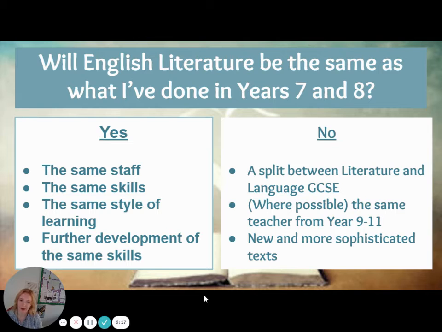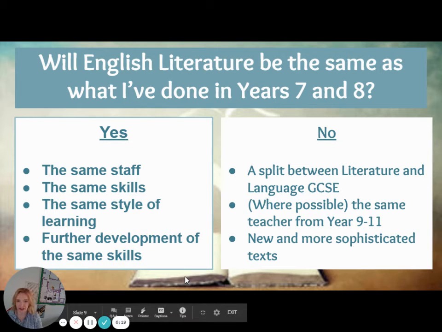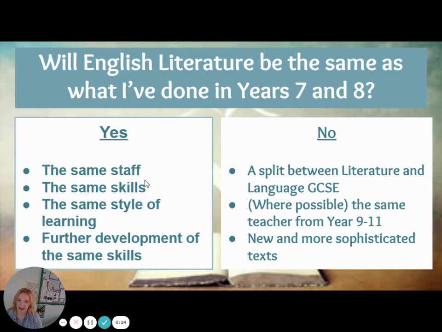Students will have questions about how English literature links to what they've done in year 7 and year 8. And there are similarities. So students will recognise that they have the same staff, it's the same English department. We are developing the same skills of reading, writing, speaking and listening, and those essential thinking skills that we've been looking at. It's the same style of learning in a year 9, 10 and 11 literature class as it was in a year 7 or 8 lesson. And we're developing that idea of their knowledge, understanding and enjoyment of texts, just as we did in year 7 and year 8. However, there are differences that they will recognise.